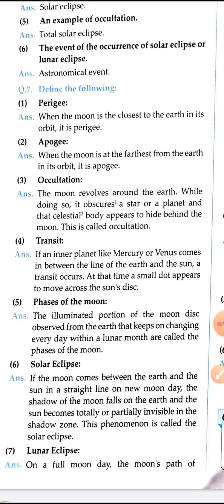Occultation. The moon revolves round the earth. When doing so, it obscures a star or a planet, and that planetary body appears to hide behind the moon. This is called occultation. When the moon revolves around the earth, some bodies among stars and planets hide behind it, and that is called occultation.